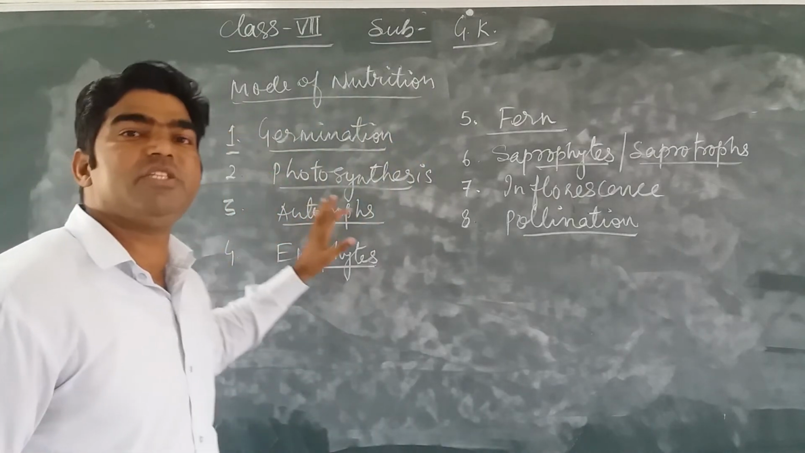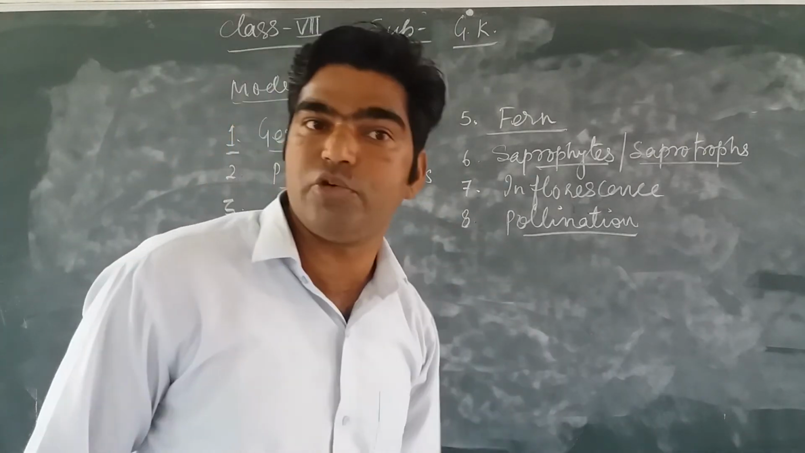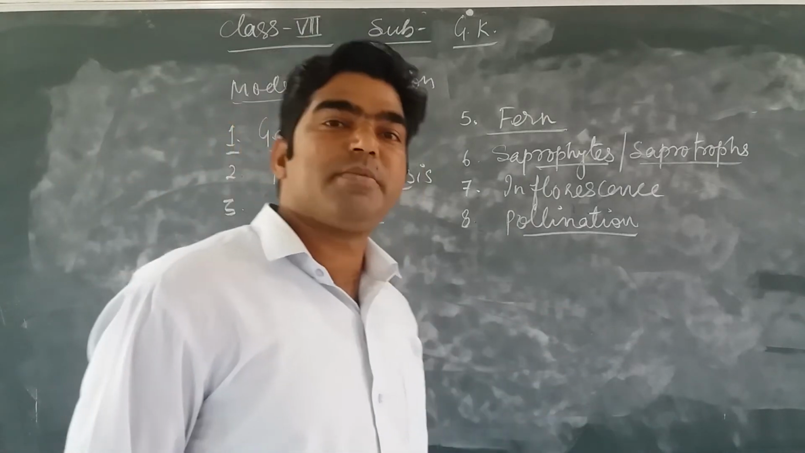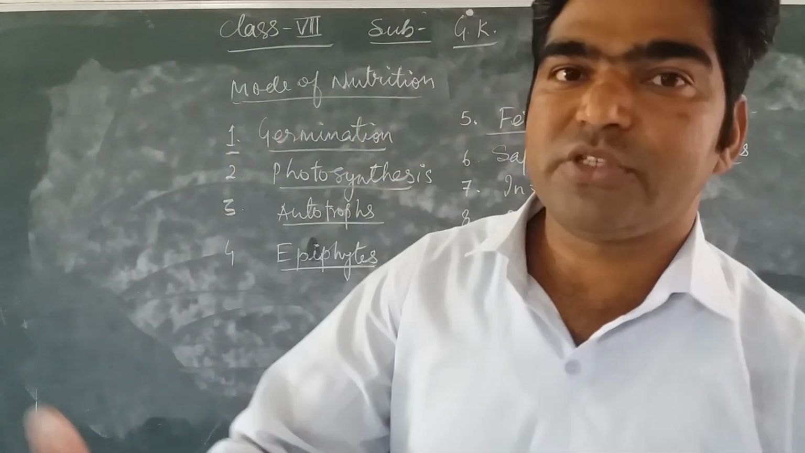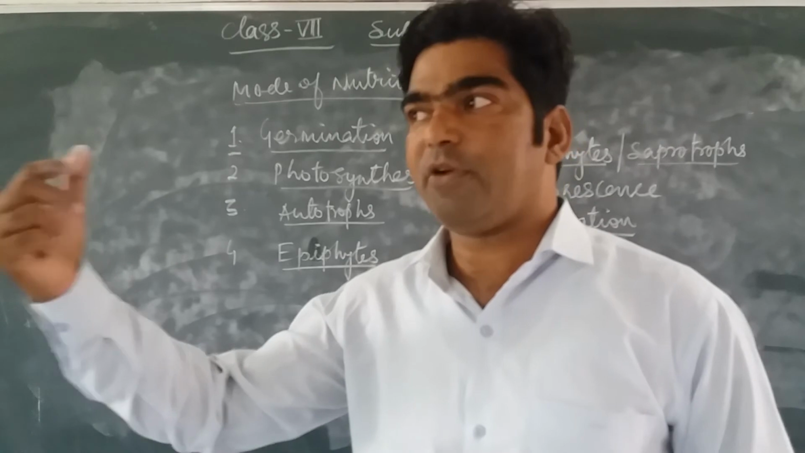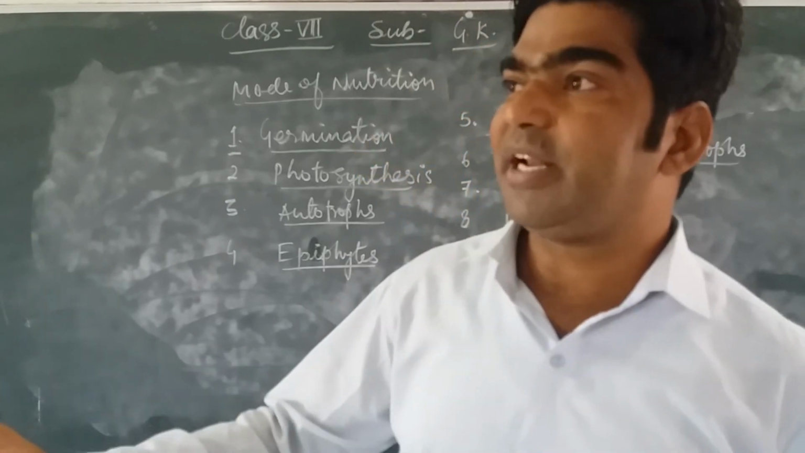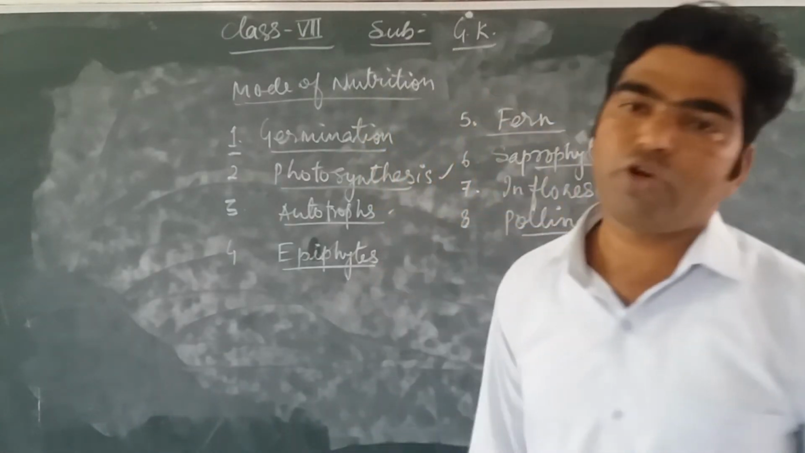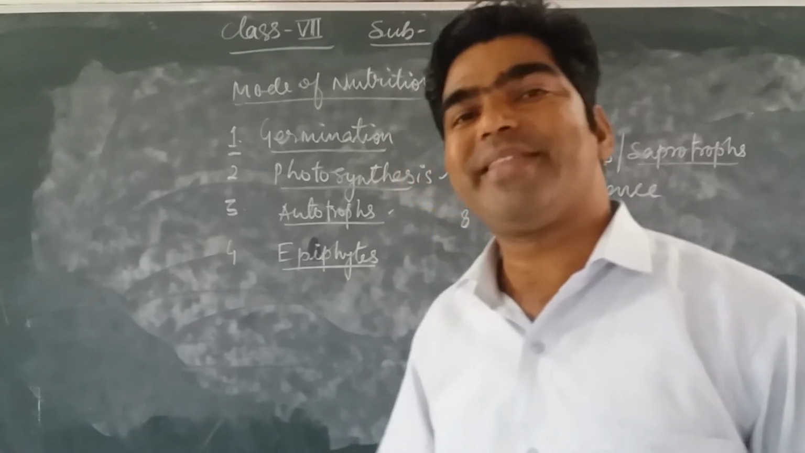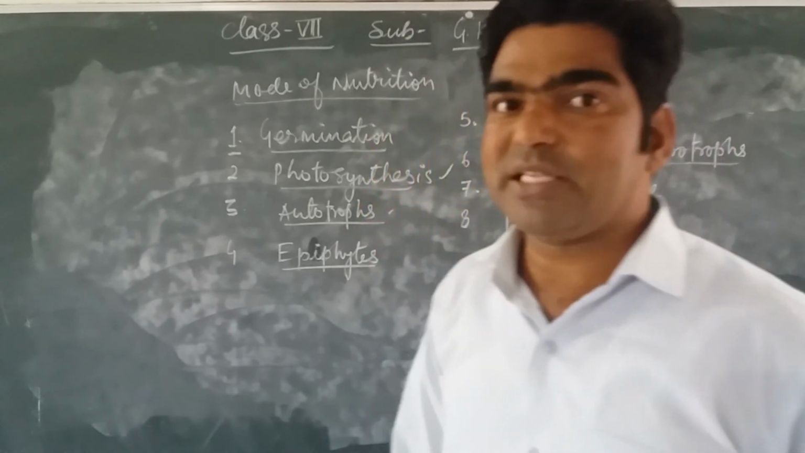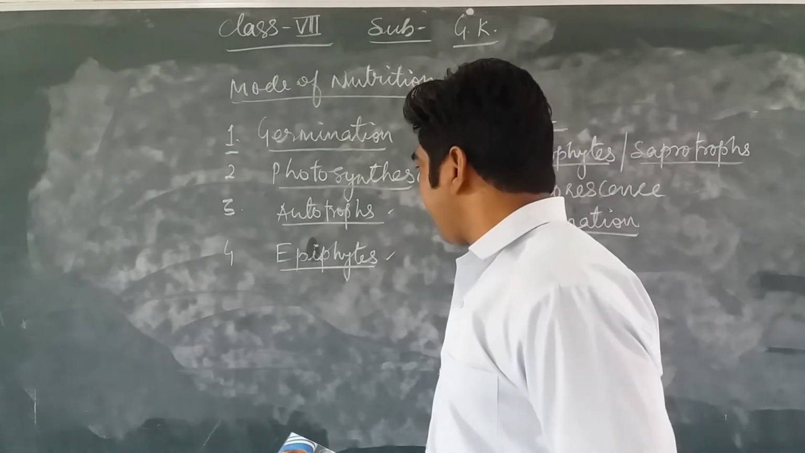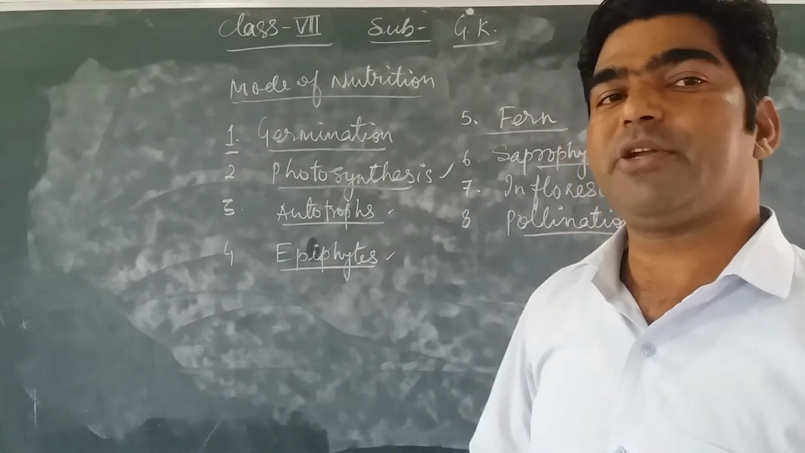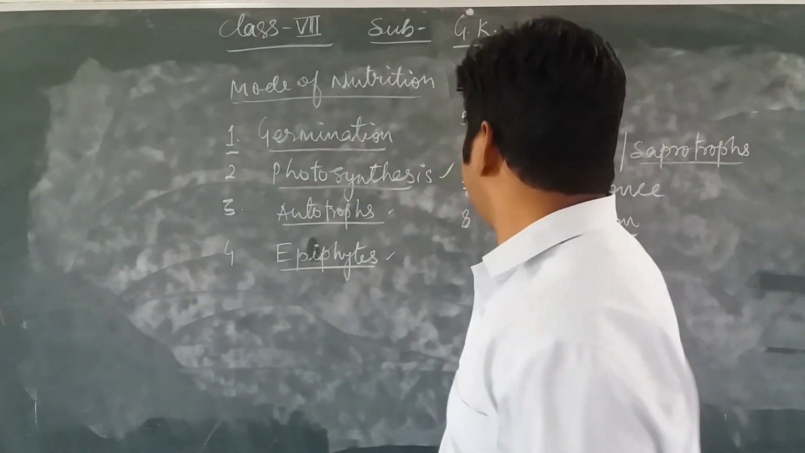This first one, germination. Germination is the process by which the embryo develops into the new baby plant. Photosynthesis, the process by which green plants prepare their food by themselves, by utilizing the raw materials from the atmosphere like carbon dioxide, water, and in presence of sunlight and chloroplast, is called photosynthesis. Autotrophs means the type of organisms which can prepare their food by the process of photosynthesis. Epiphytes means plants which can grow on other plants, but they cannot utilize the nourishment or nutrient prepared by that plant.